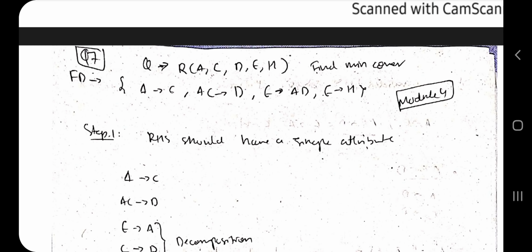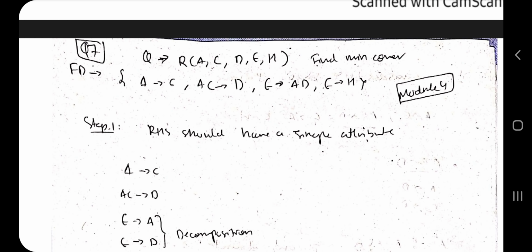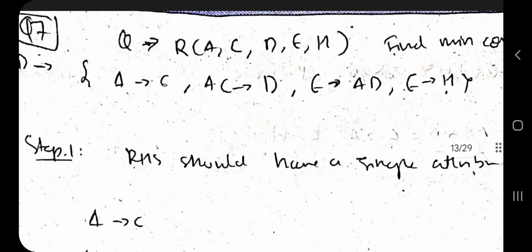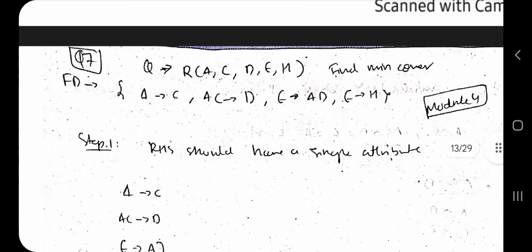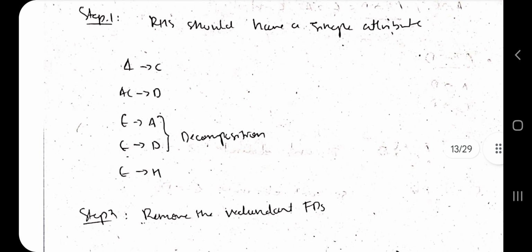Now focus on the minimal cover. In minimal cover, the first step is that the RHS should have a single attribute. This is the RHS, RHS, RHS, RHS. Here, does it have a single attribute? No, it has 2 attributes, AD. So you need to make it a single attribute. What you will be doing is decomposition: E goes to A, E goes to D. That was the first step.